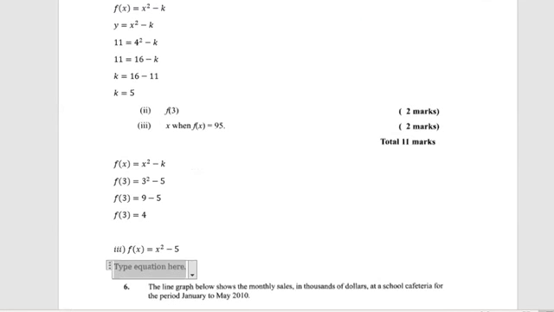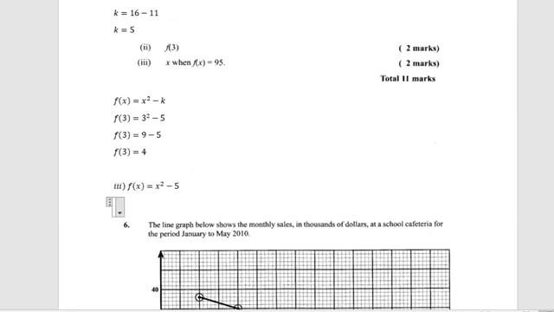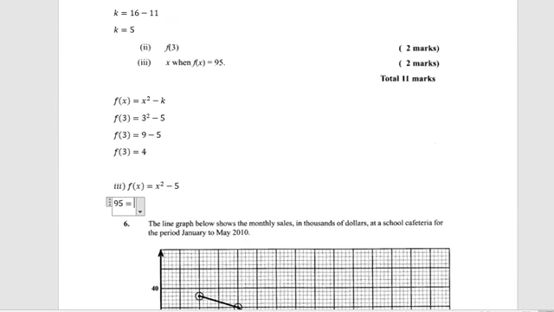Tiana, give me that one too before we work it. So you're going to equate the x squared minus 5 to 95, and then you're going to divide both sides. Sir, and I'll finish yours. All right.